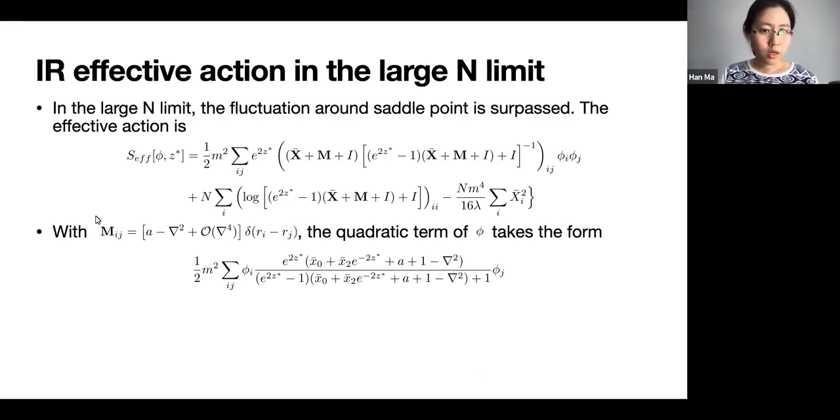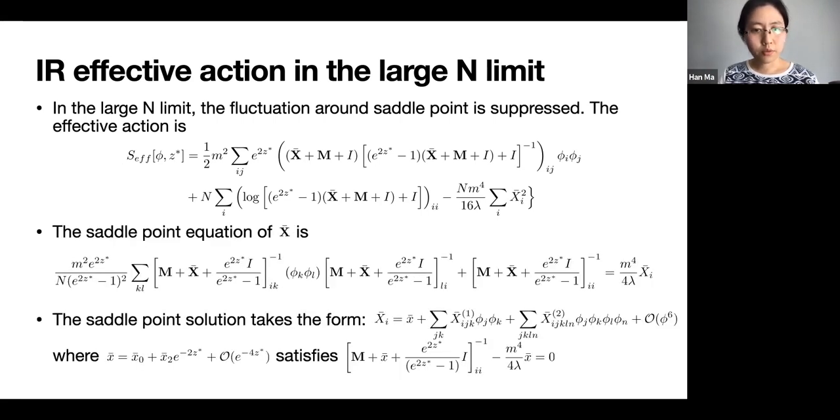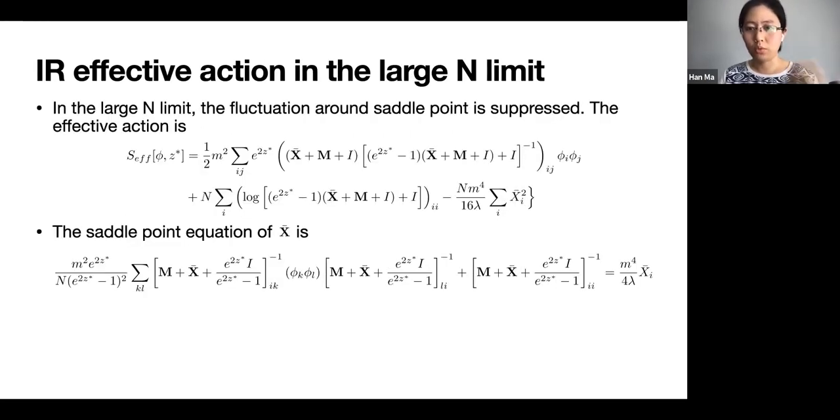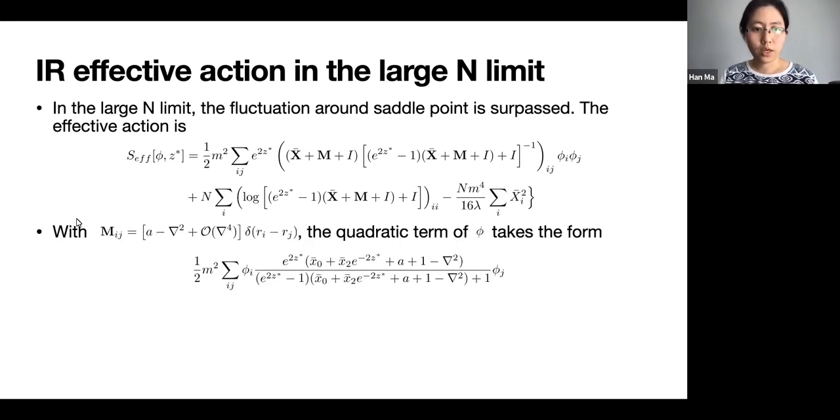Here, maybe I forgot to mention this M matrix we use is proportional to the Hopping matrix we defined in the UV. So in general, we can give the Hopping matrix a very usual form depending on the Laplacian, and it describes the exponentially decaying Hopping amplitude in the system. And then with this Hopping matrix, we are able to find the quadratic term in the effective action in phi takes this following form.